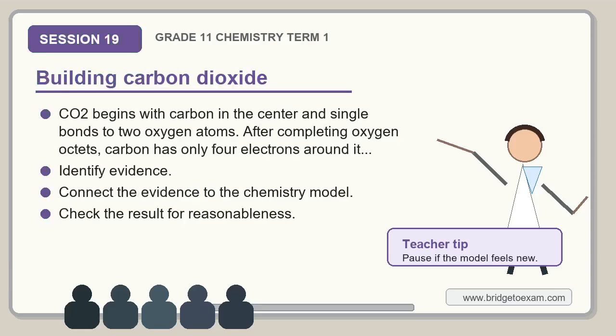Now let's work an example. Building carbon dioxide. CO2 begins with carbon in the center and single bonds to two oxygen atoms. After completing oxygen octets, carbon has only 4 electrons around it. Moving one lone pair from each oxygen into bonding gives O=C=O, where carbon has an octet and each oxygen still has an octet. Notice how the answer comes from evidence and reasoning, not from guessing.